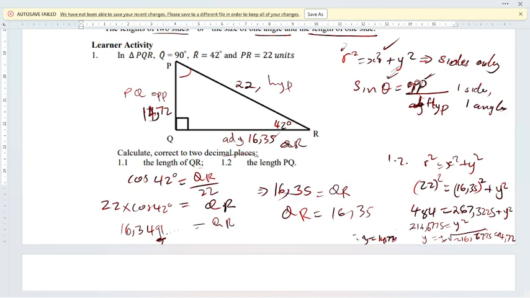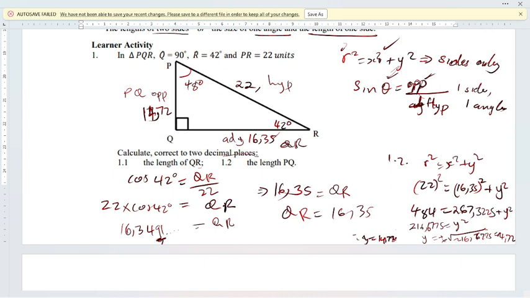What is the value of angle P? 48. So that when we add to 42, we get 90. I get 48 degrees because the sum of angles of a triangle is supplementary, equal to 180.